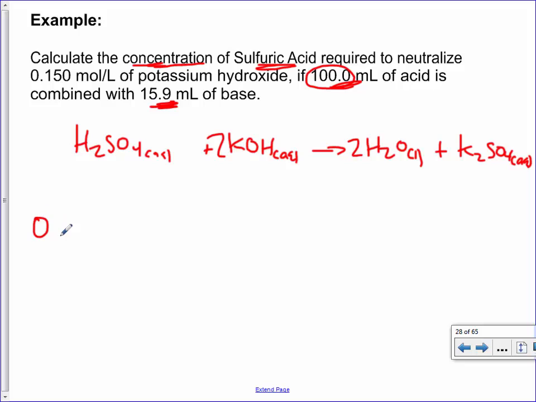So I'd recommend you start with 0.0159 liters of your base, which is your KOH. That's the hint I'd give you: start with the number that you do know stuff about, not with the number that you don't know stuff about. See whether that helps at all.